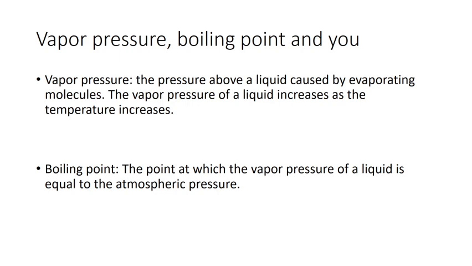So vapor pressure is the pressure above a liquid caused by evaporating molecules. Vapor pressure of a liquid increases as the temperature increases. And then we have boiling point, and that is the point at which the vapor pressure of a liquid is equal to atmospheric pressure. So the temperature of the liquid has been increased to the point where its vapor pressure is equal to the surrounding atmospheric pressure.